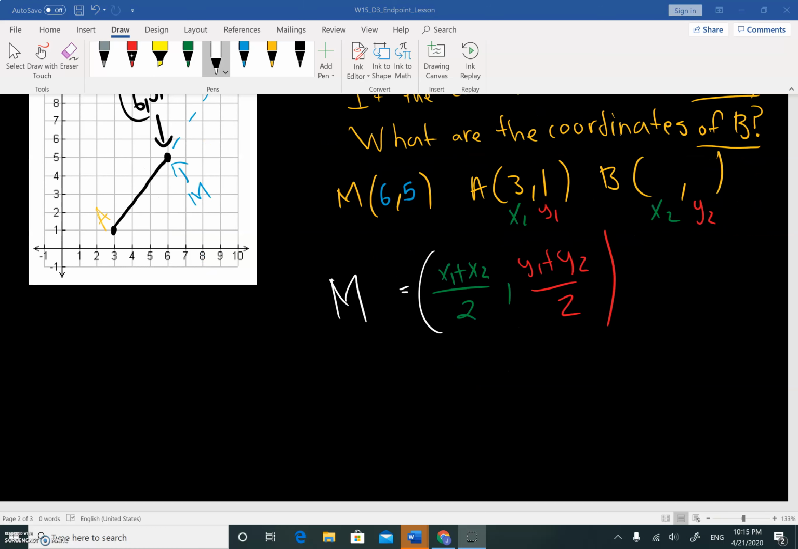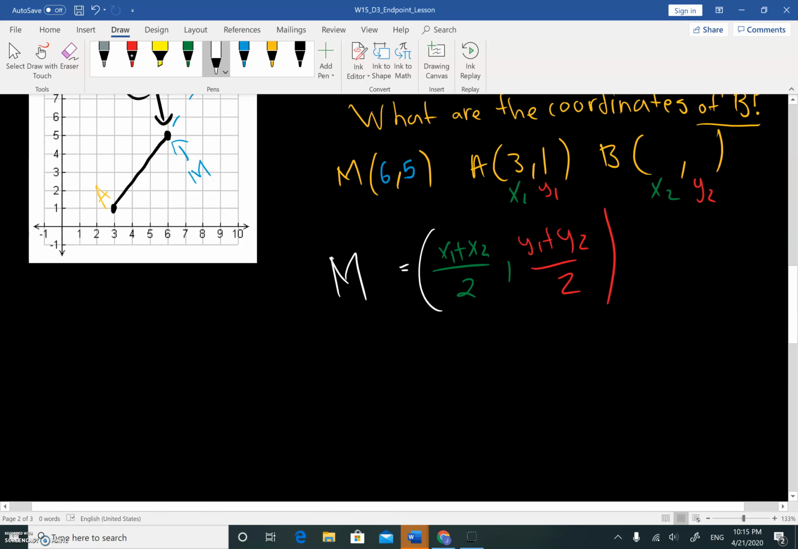Now what you have to realize is that all you have to do is continue doing what we've been doing before. In this case, my x1 will be 3. Let's make that in green. So 3 plus, in this case, we are missing this x2, so I'm just going to denote it as x2. And then this is going to be divided by 2, comma.